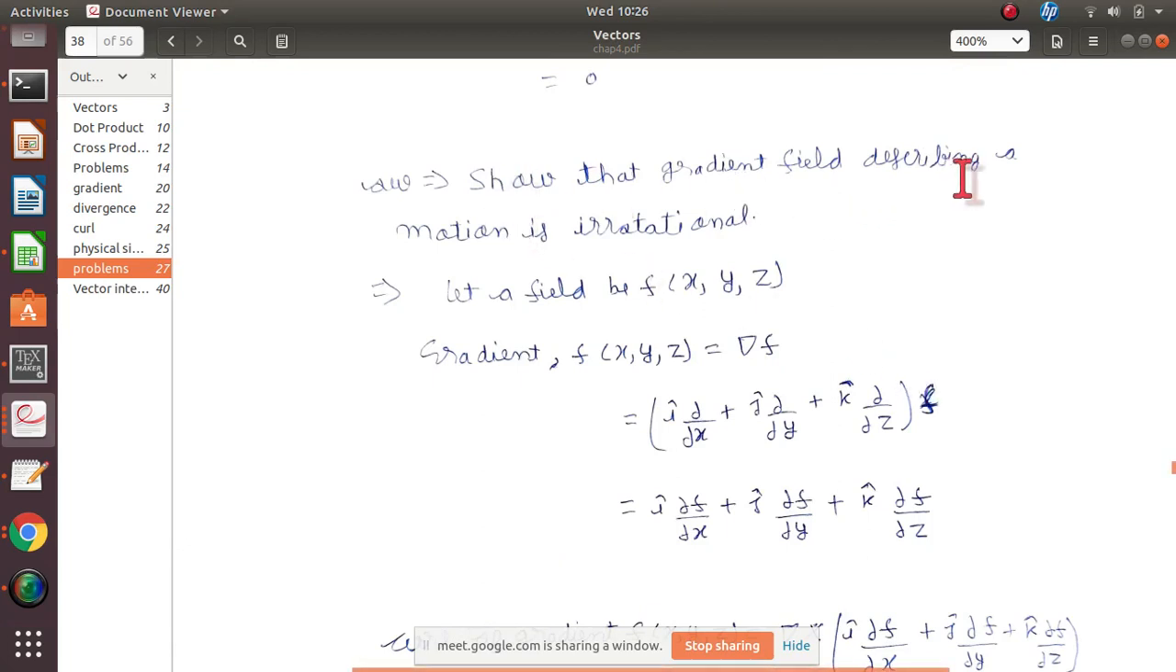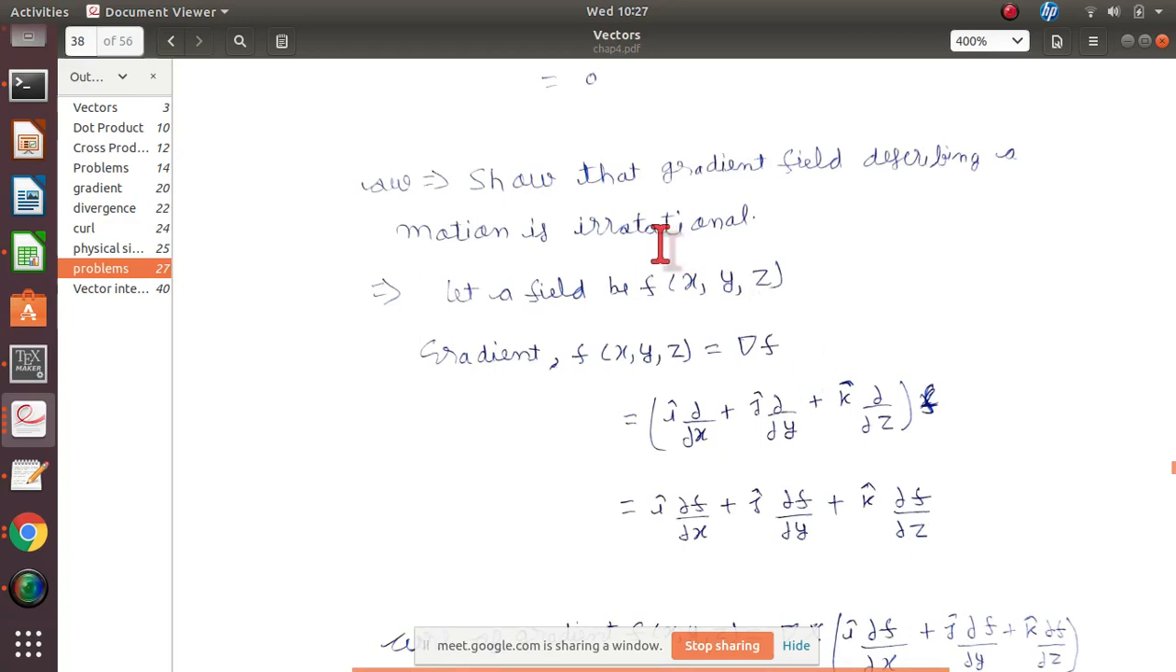Show that the gradient field describing a motion is irrotational. It means the gradient of any field is irrotational, that is, the curl of the gradient of that field should be 0. So we have taken one field f of x, y, z. First we will calculate the gradient of f. Gradient of f is simple: del f by del x i cap plus del f by del y j cap plus del f by del z k cap. We have to show that this gradient of f is irrotational.